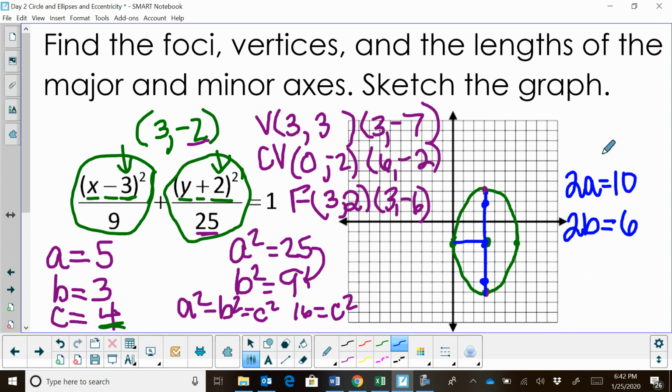And that's how you sketch an ellipse that does not have a center at the origin. I hope this video was helpful.